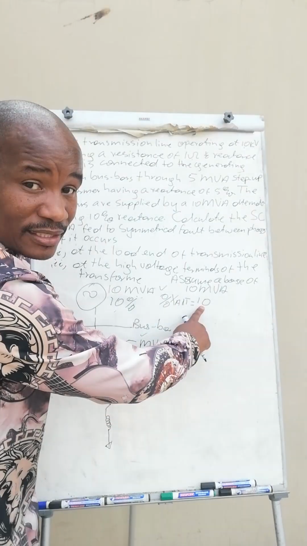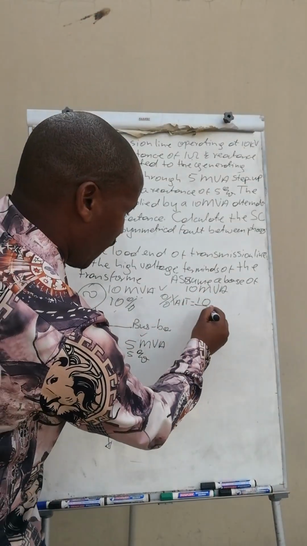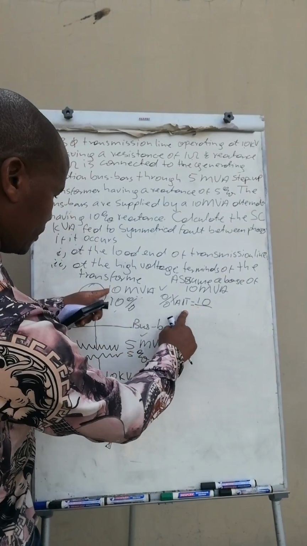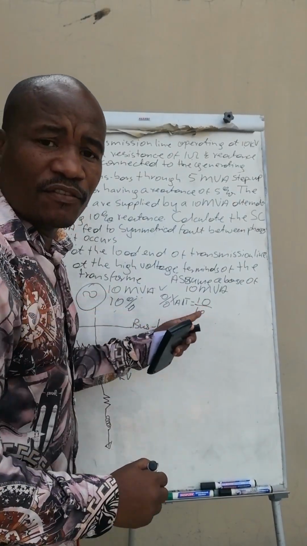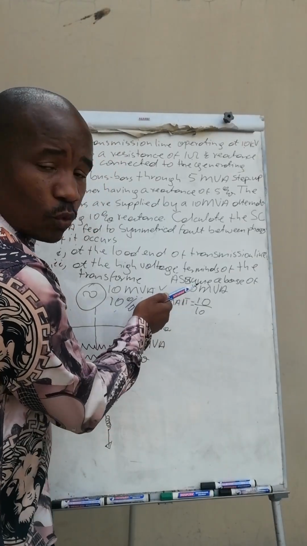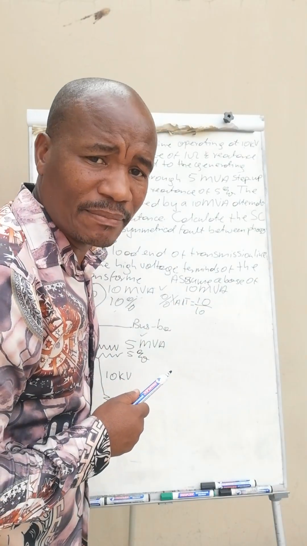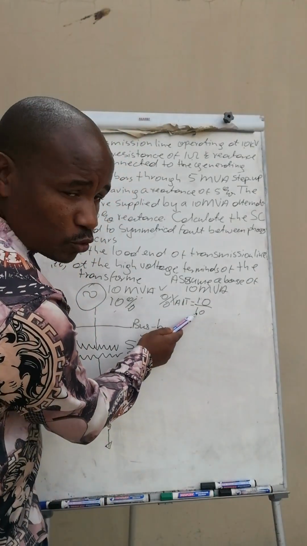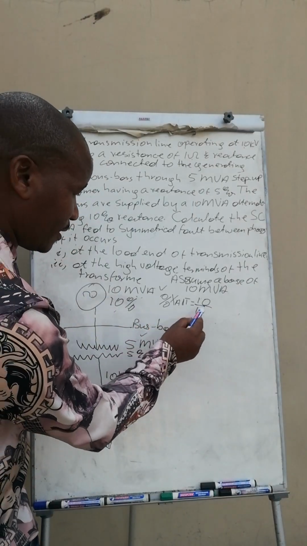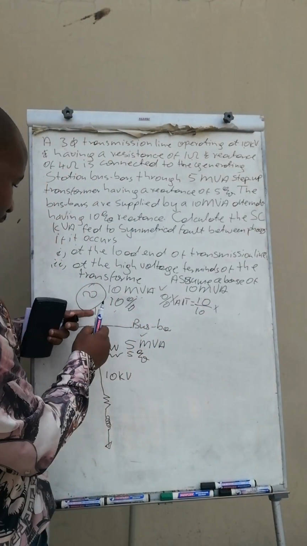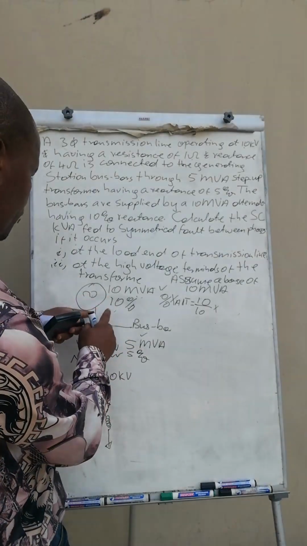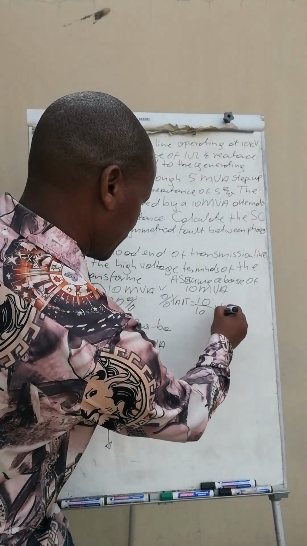S base, this one, over the S rated, this one. I'm just giving you the difference between this 10 over 10. This is the selected one, and it is equal to the base MVA. This is the rated one, and it is the rating of this particular alternator, and it is 10. Multiply by the percentage reactance of this particular alternator, and it is 10%.